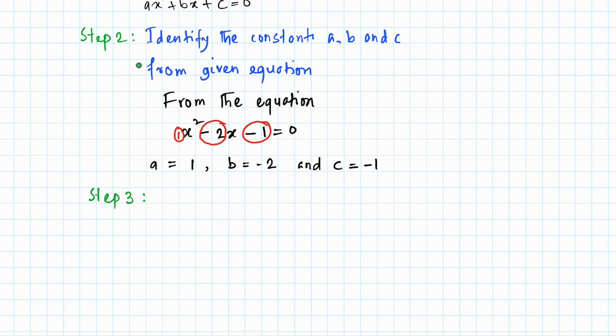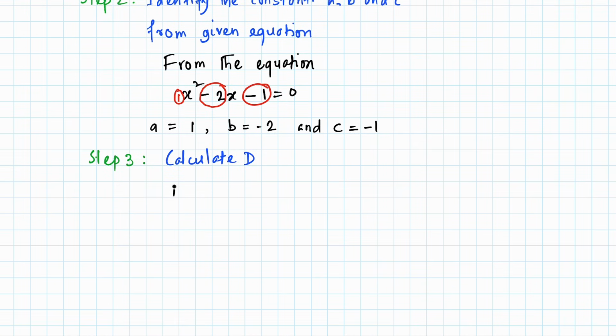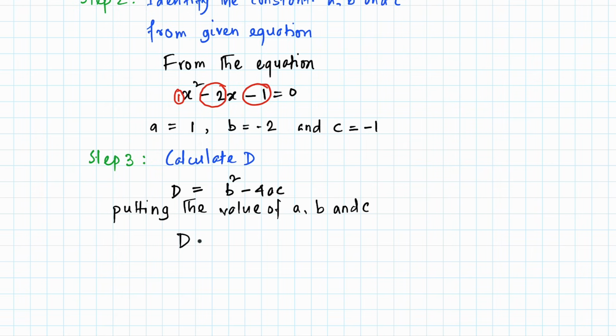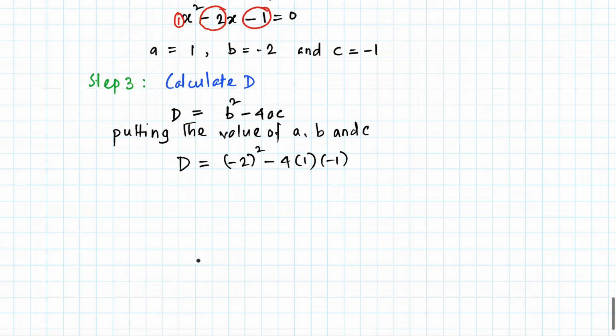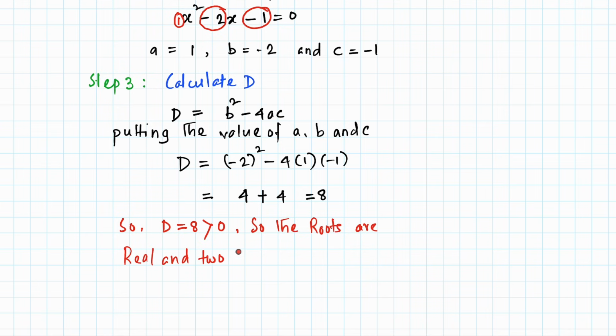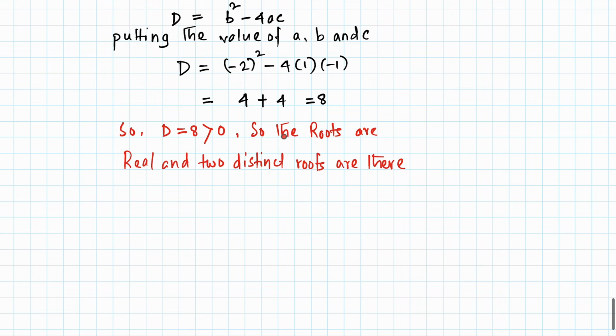Step 3, now we will find the discriminant d. So d is given by b square minus 4ac, putting the values of a, b and c. So d is equal to minus 2 square minus 4 into 1 into minus 1, which is equal to 4 minus of minus 4, which is plus 4, that is equal to 8. So d is equal to 8, which is greater than 0. Again, the roots are real and there are two distinct roots for this given quadratic equation.